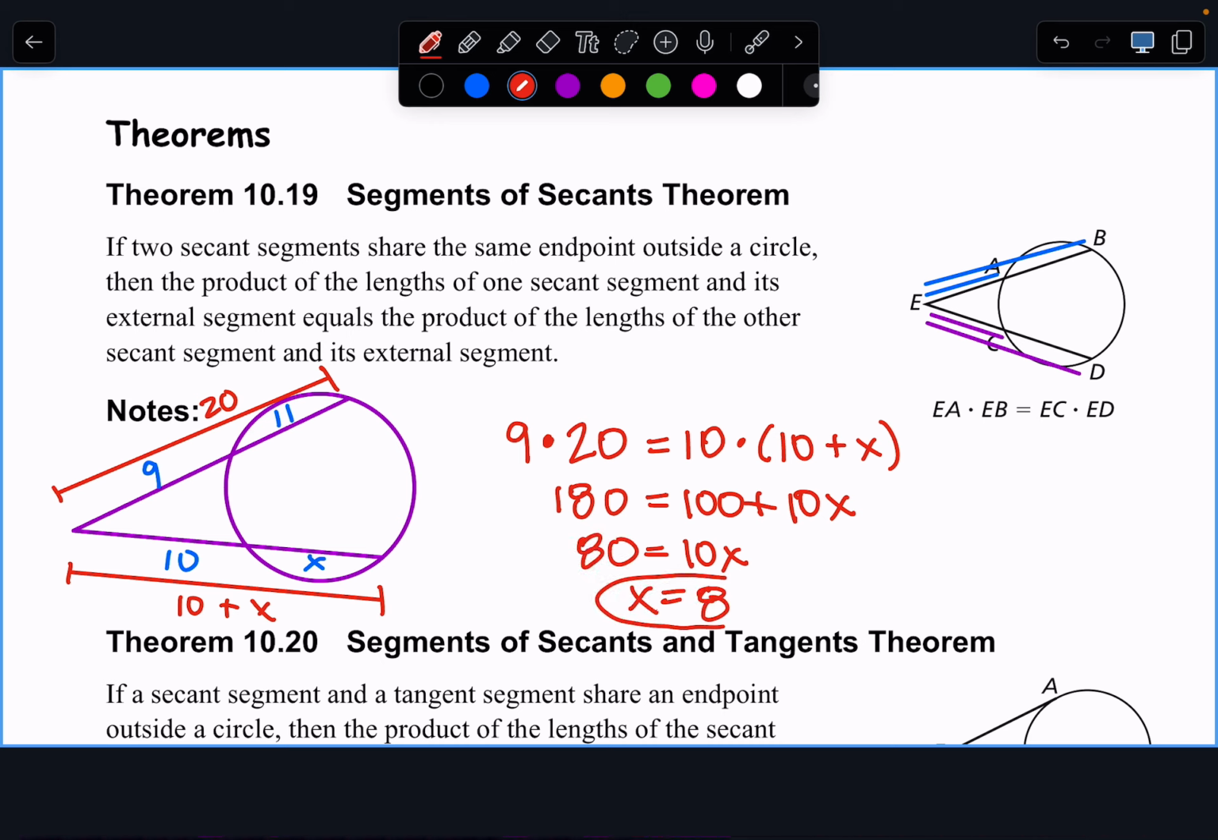Did you get x equals 8? This is pretty easy. How did you get to x equals 8? Okay, here's the deal. Did you have a question about that?